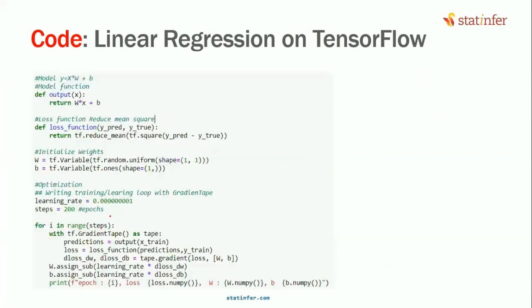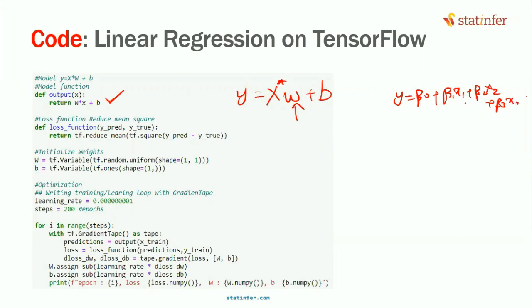If you are writing this code, then what are the steps? First, you have to create the model equation y equal to xw plus b. W is the weight matrix. This is a generic form of writing it. Instead of writing y equal to beta naught plus beta 1 x1 plus beta 2 x2 plus beta 3 x3 and so on, the usual way to express this is: x1, x2 and so on form a matrix, and beta naught, beta 1, beta 2 and so on form a weight matrix that is expressed like this.